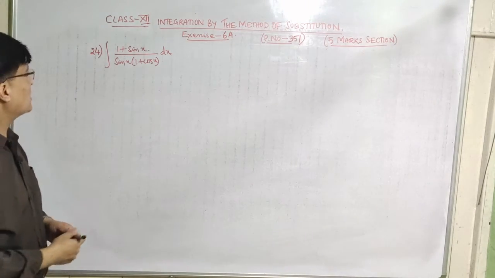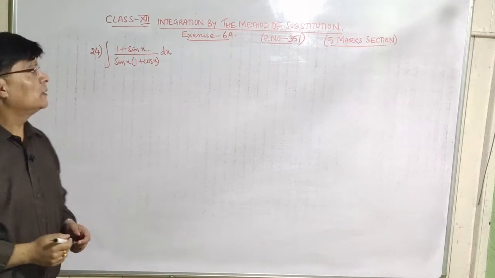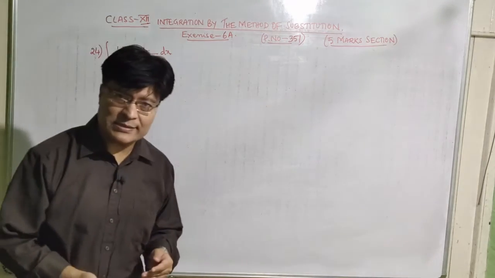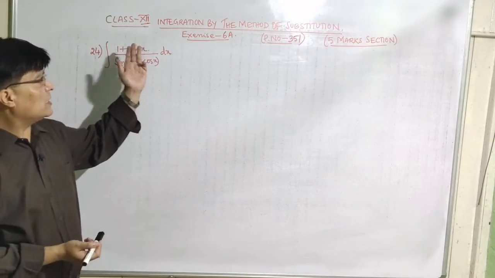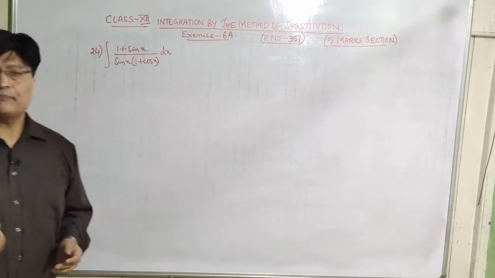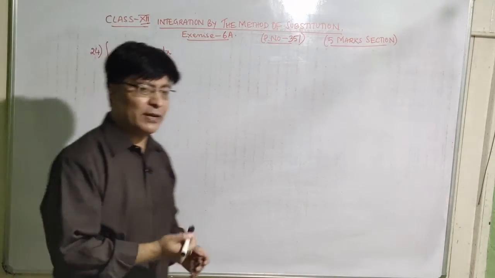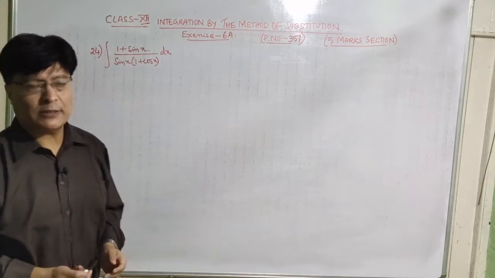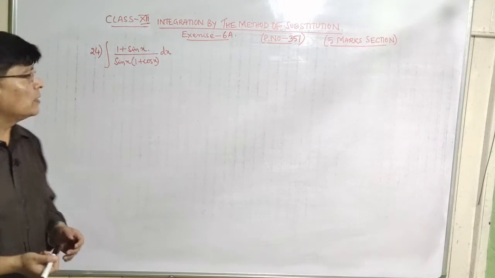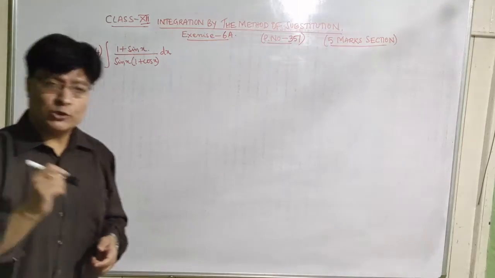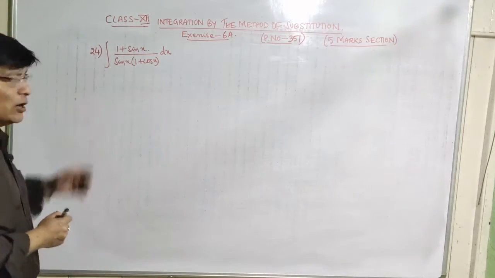So now I'm doing class for class 12. The topic is the same topic that we were doing in the last online class. So the topic is integration by the method of substitution. Same exercise 6A, page number 351, 5 marks section from the book Higher Mathematics for class 12 by Sailendra. And in the last online class we finished question number 23. So let's do question number 24 now.